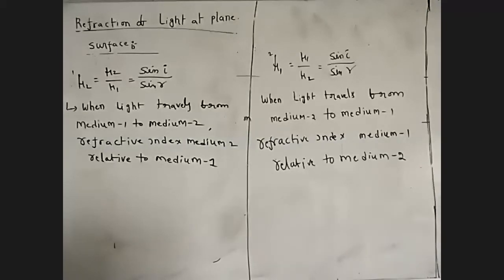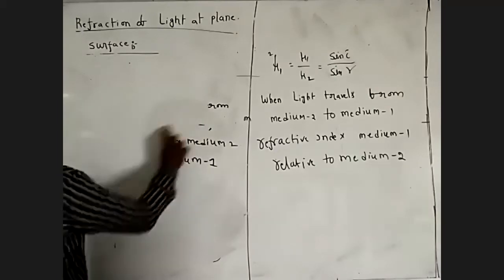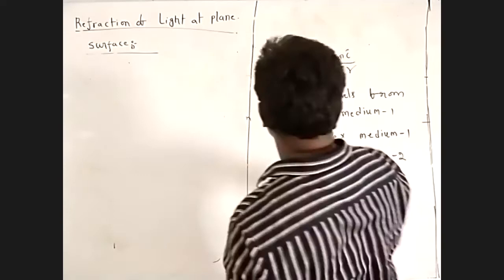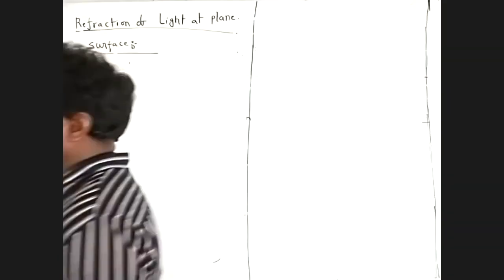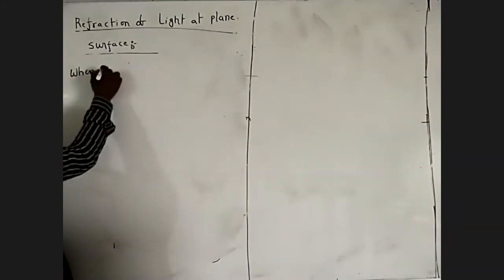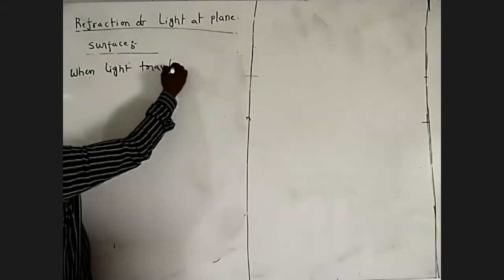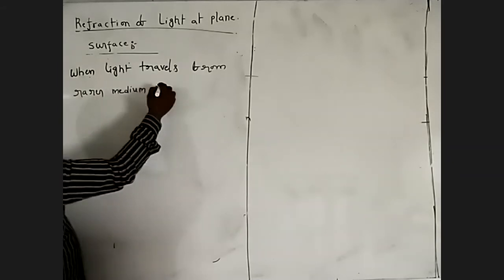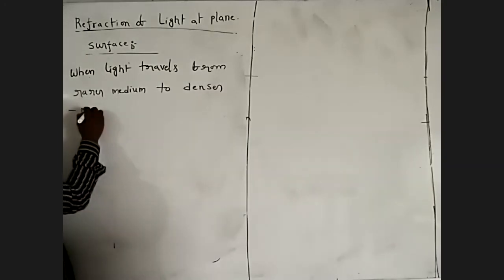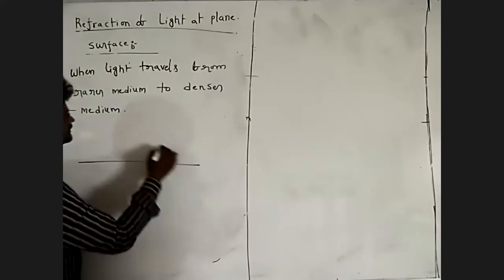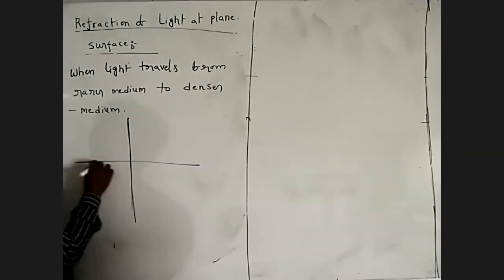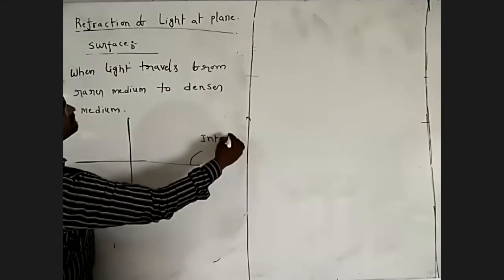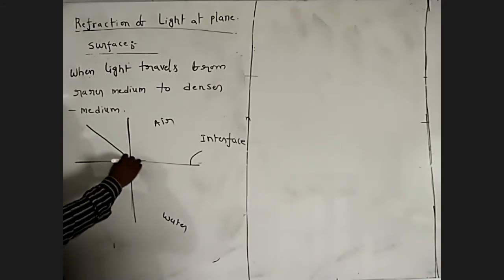Next, when light travels from a rarer medium to a denser medium. This line we call the interface. The interface divides the air medium and the water medium. This is a beam of light traveling towards another medium. This is called the incident ray.